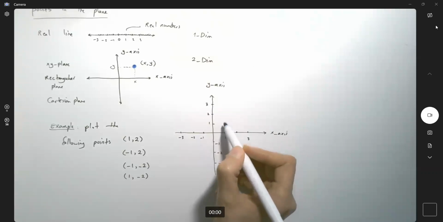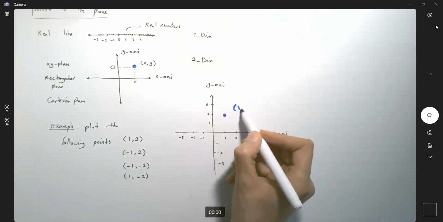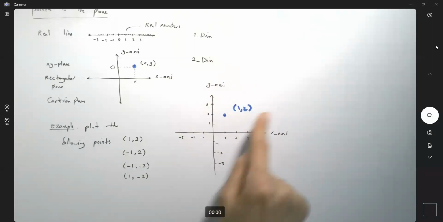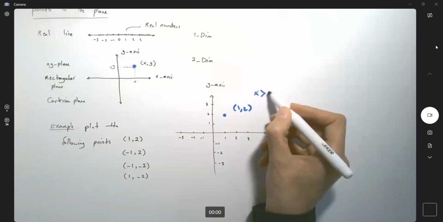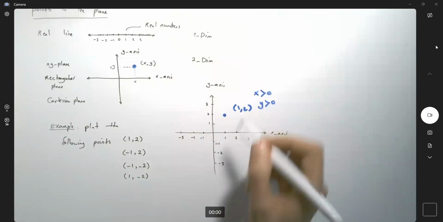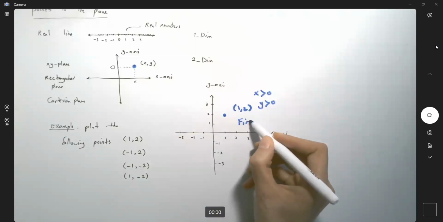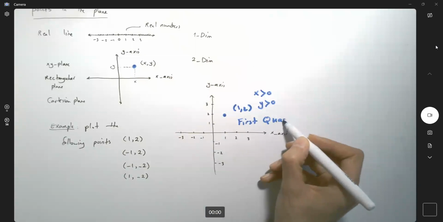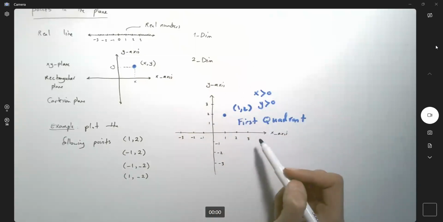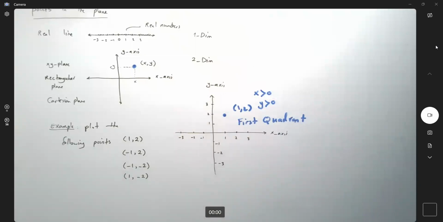So 1 and 2 units up. As you can notice, both X and Y are positive here. We call this little section that has positive X and positive Y the first quadrant. In the first quadrant, everything is positive. X is positive, Y is positive.